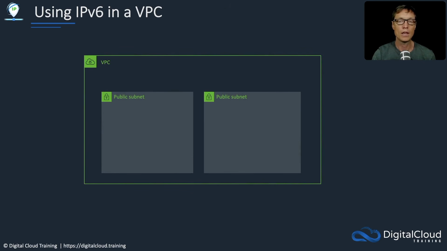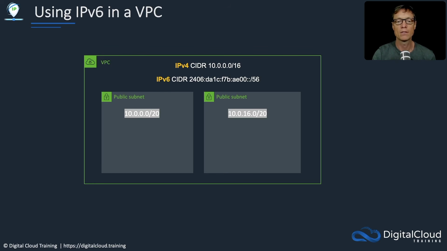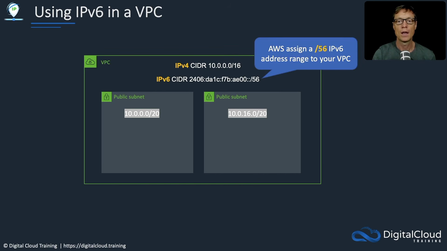So we've got a VPC with a couple of subnets. We need to have an IPv4 CIDR block, and then we need the individual subnet ranges for our subnets. Now we also need an IPv6 CIDR block, so we've allocated one to this account. AWS will assign a /56 IPv6 address range to the VPC. Then you can create your subnet ranges within that address space, and those become /64 subnets.